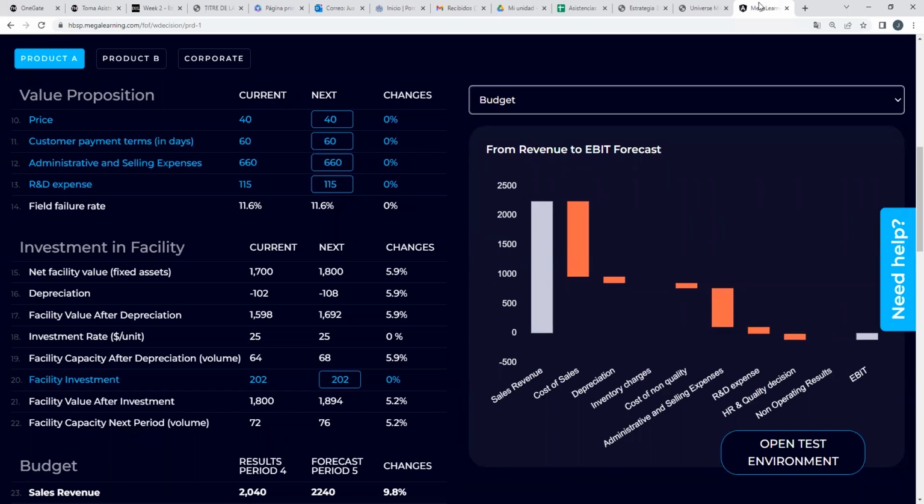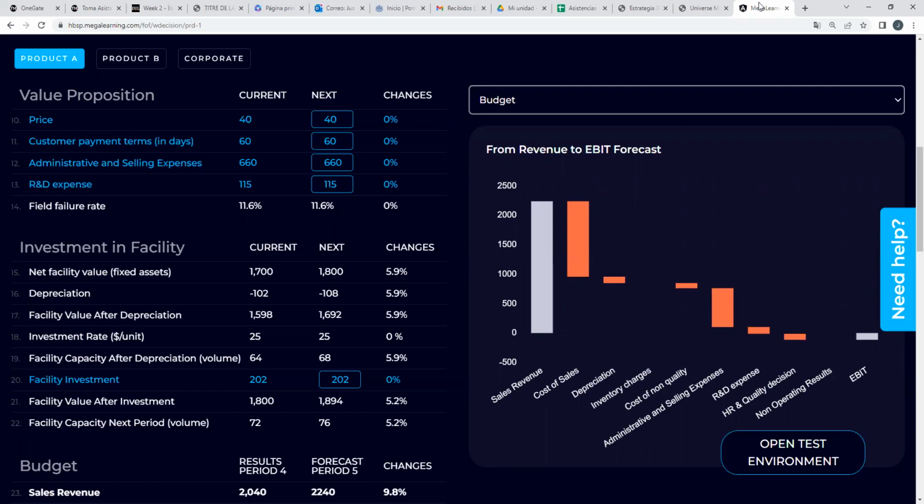This customer, you guys are giving him 60 days of credit. You deliver the product A, and he is going to pay you 60 days later. Are you going to increase the payment terms? Are you going to leave it at 60, or are you going to decrease the payment terms? Up to you guys.